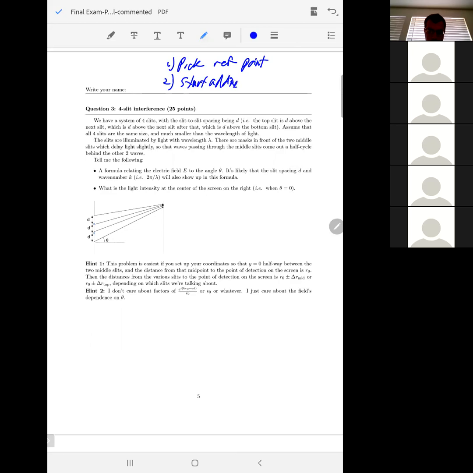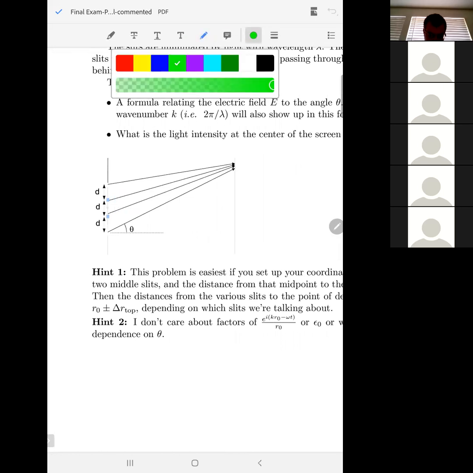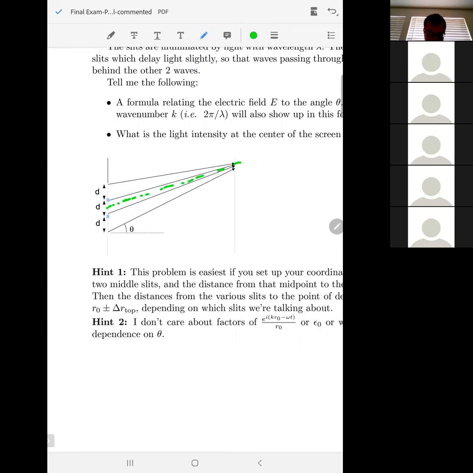start adding. I'm going to zoom in a little bit here, no pun intended. And we are going to pick our reference point from the center of the screen. So R naught will be the distance from the center to the screen. So the first distance is going to be y equals d over 2, and then down here, y equals minus d over 2. All right? And then down here, we're going to have y equals minus 3d over 2. And up here, we're going to have y equals plus 3d over 2.